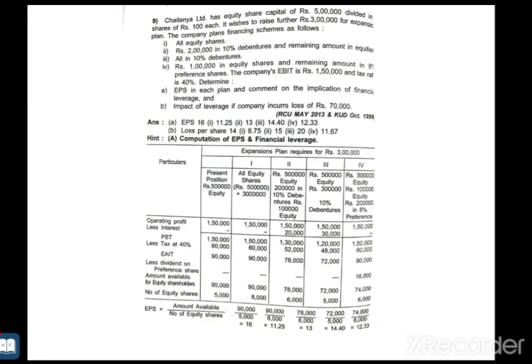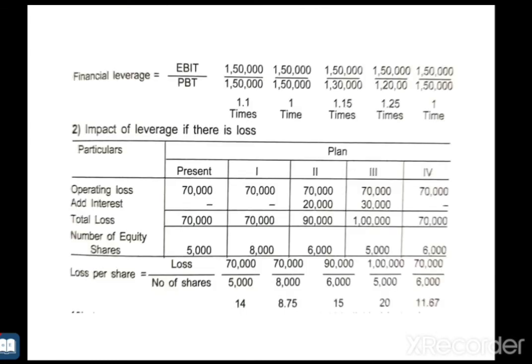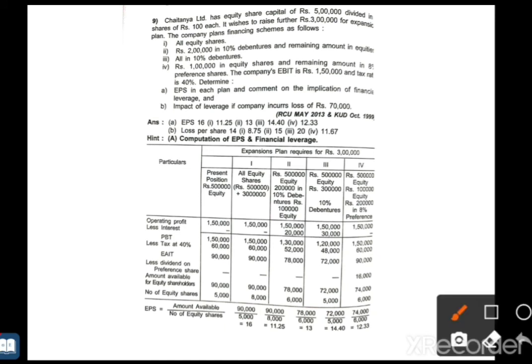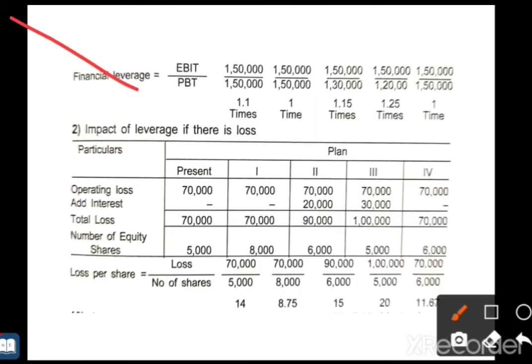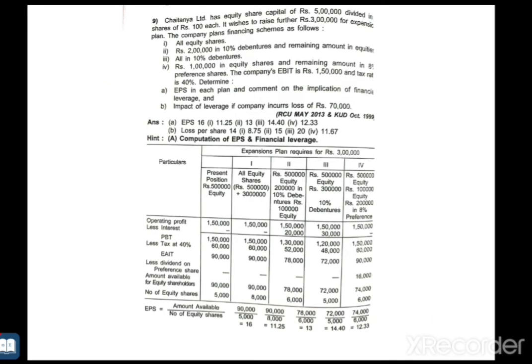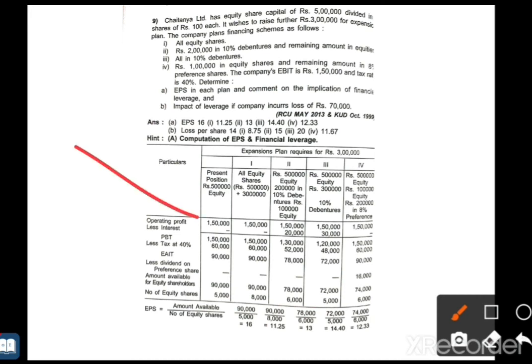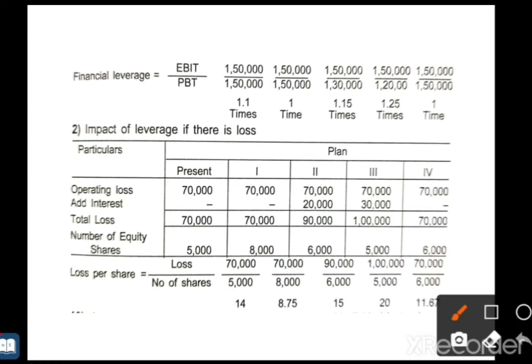Next, they are asking us, if financial leverage has an incurring loss of 70,000. One more important thing, in the first part we only compute EPS and comment on the implications of financial leverage. Again we have to calculate the financial leverage. The formula is what? EBIT divided by PBT. EBIT, as you know, is given in the problem, and PBT also we calculated, correct or not? So both are divided, we will get the answer.